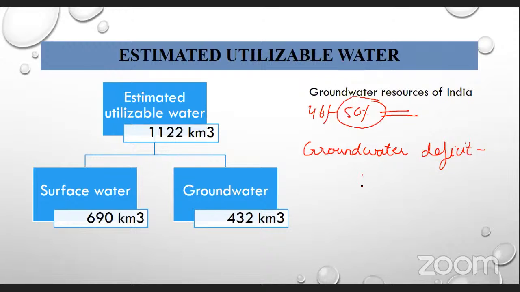So, your answer will be Punjab and Haryana. Okay, this is very important because in these states there is a groundwater deficit.